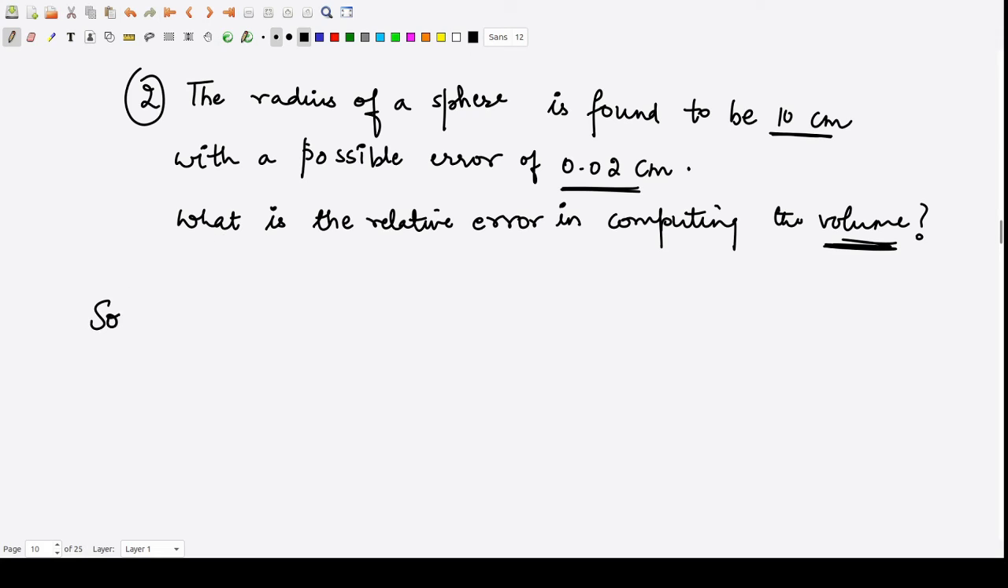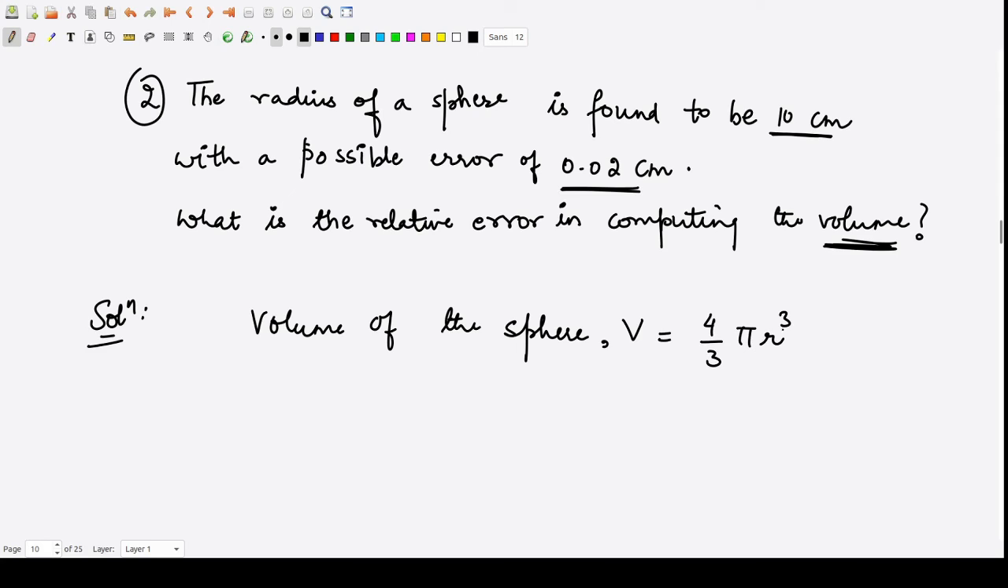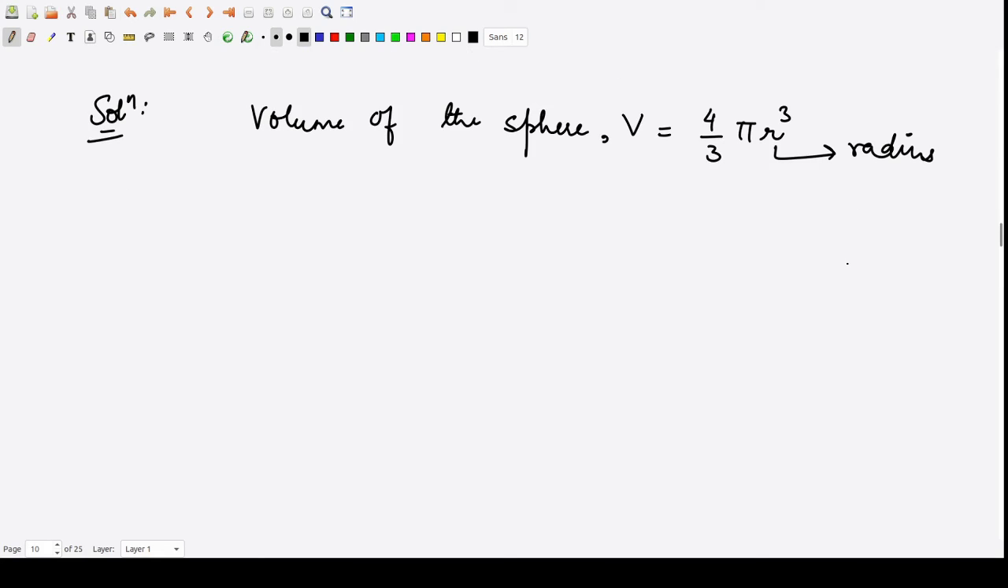For that, first of all, you should note the volume of the sphere. Let me denote this by V. You know the volume is 4 by 3 pi r cube, where r is the radius of the sphere, right? So you have this expression and you want to calculate the relative error. For the relative error in V, you want to calculate dV by V. For that, we apply log on both sides.